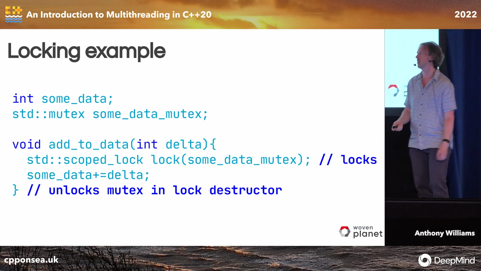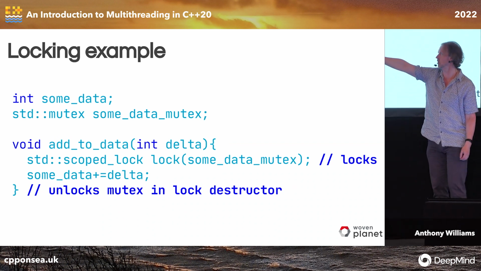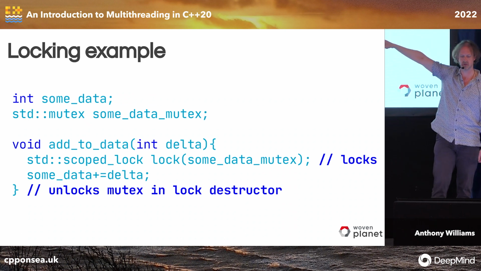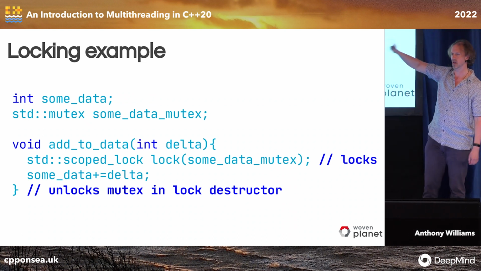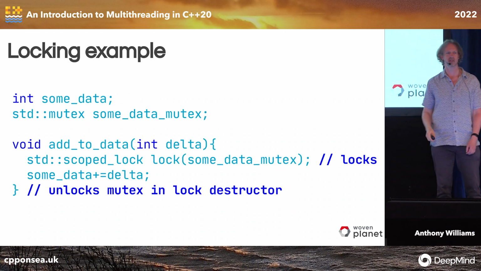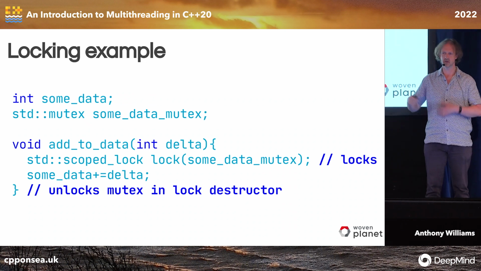And they are, like I said, RAII types, so you just create a scope lock and you pass it the mutex, and it locks the mutex in the constructor. It then unlocks the mutex in the destructor, and you don't need to worry about exception safety or anything like that.